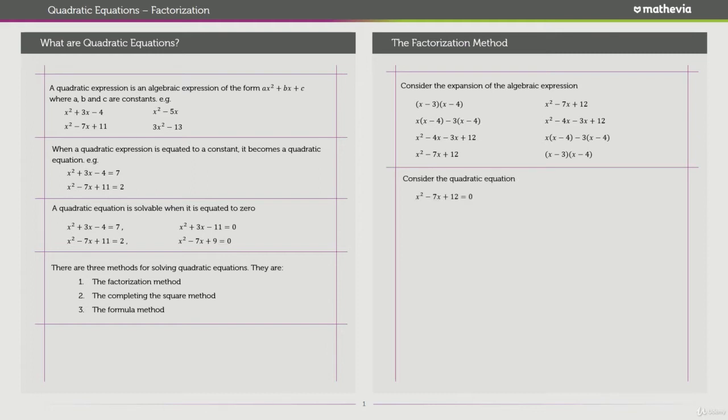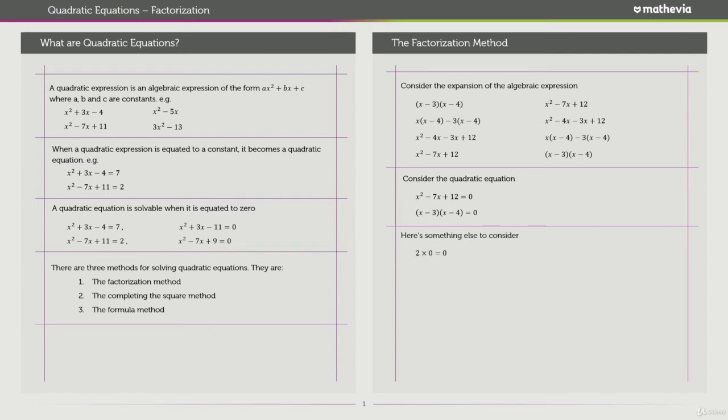Now consider the quadratic equation x squared minus 7x plus 12 equals 0. We've already established that x squared minus 7x plus 12 is x minus 3 multiplying x minus 4. So if we had the quadratic equation x squared minus 7x plus 12 equals 0, I believe you'd agree with me that we could write that out as x minus 3 multiplying x minus 4 equals 0.